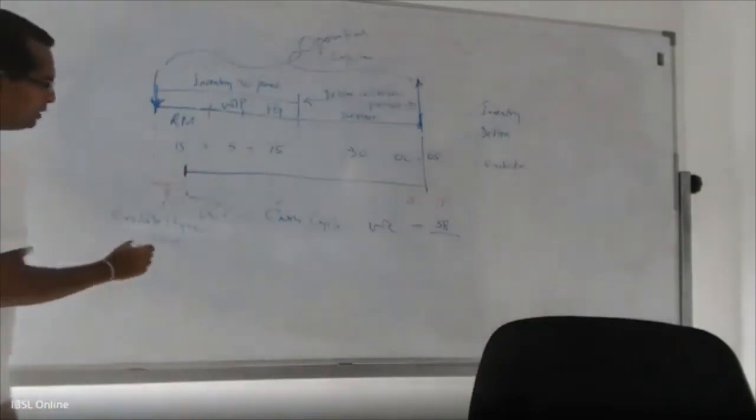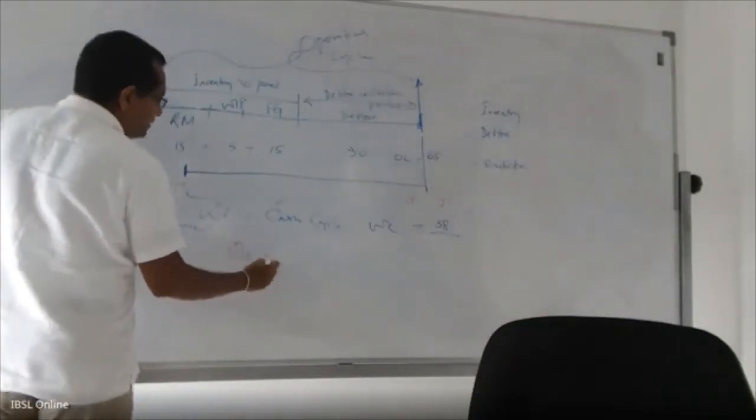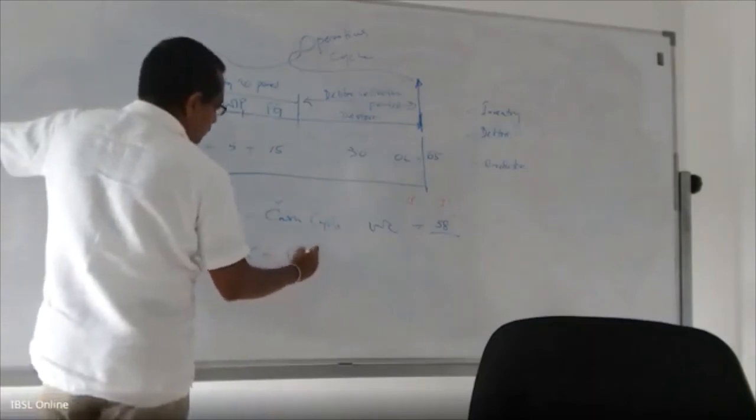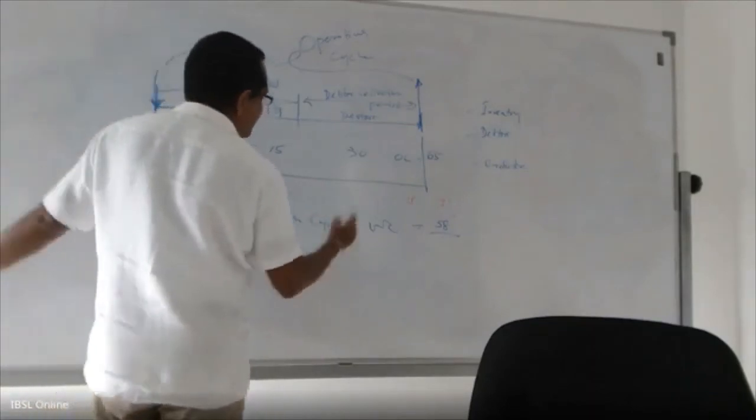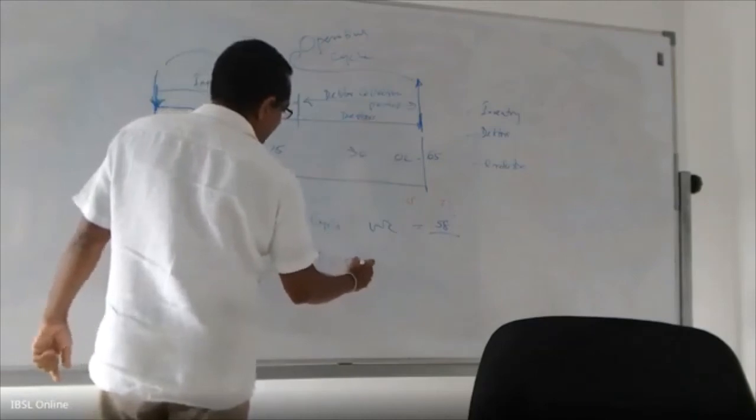Then operating cycle equals inventory turnover period plus debtor collection period.